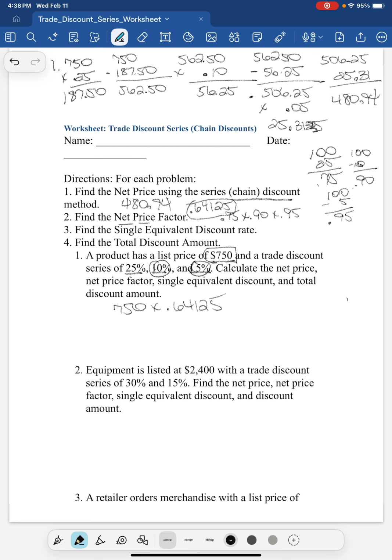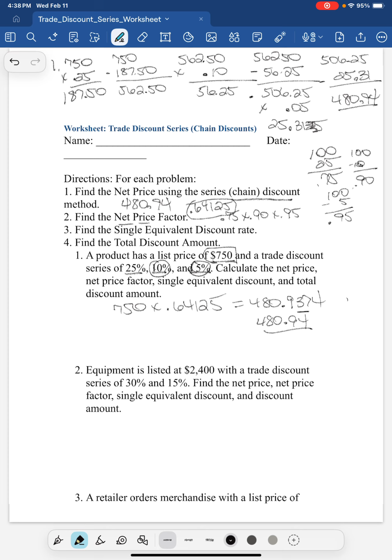And you're going to get 480.9375, which you see will round to your 480.94 for your price. So you see, it's the same. It works out the same.